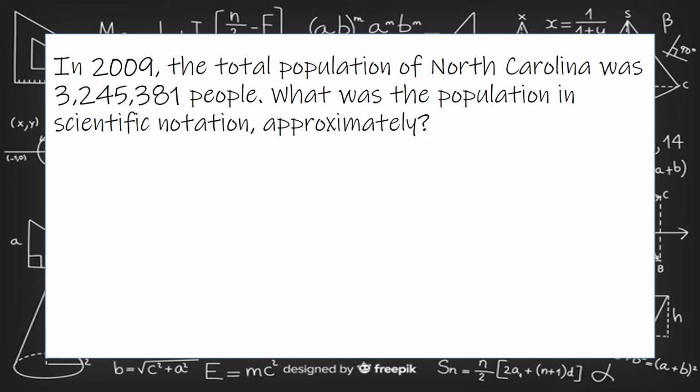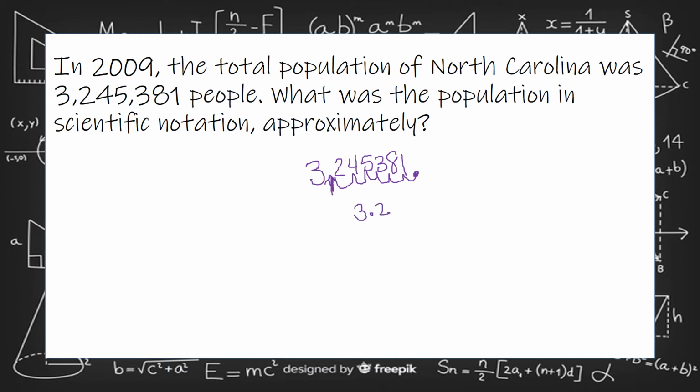In 2009, the total population of North Carolina was 3,245,381. So let me write that real quick. 3, 2, 4, 5, 3, 8, 1. So what was it in scientific notation? If our decimal is here, we're going to have to end up with it right here because that number is between 1 and 10. So 1, 2, 3, 4, 5, 6.